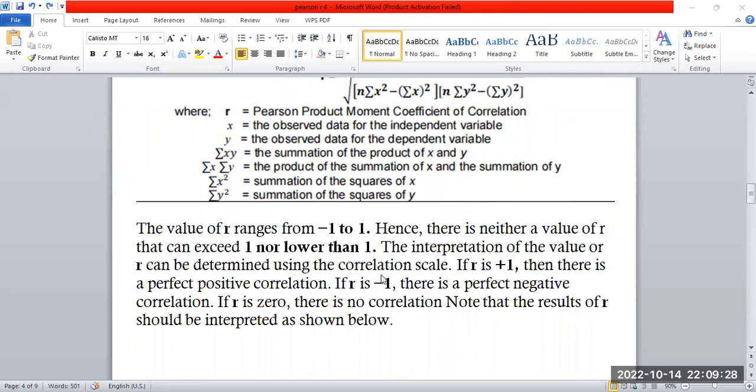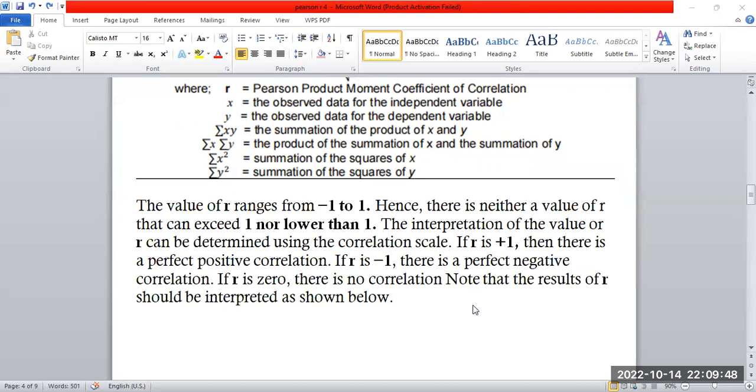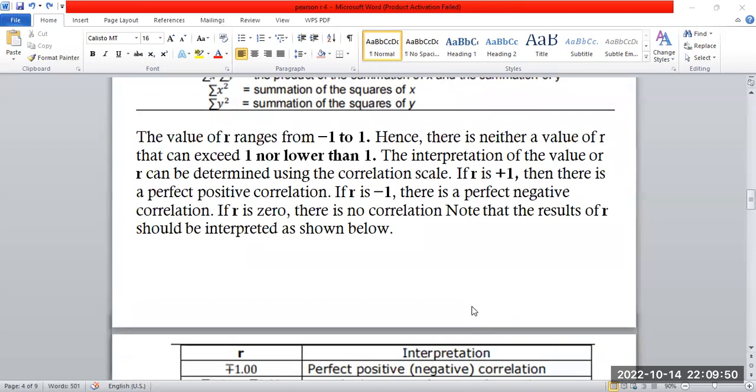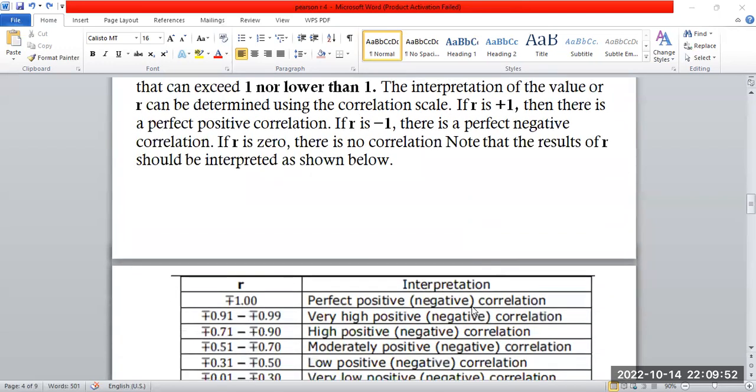And the value of R ranges from -1 to 1. Hence, there is no value of r that can exceed 1 nor be lower than -1. So it cannot be greater than 1 or less than -1. It is only between -1 and +1. And this is the interpretation of the value of r.